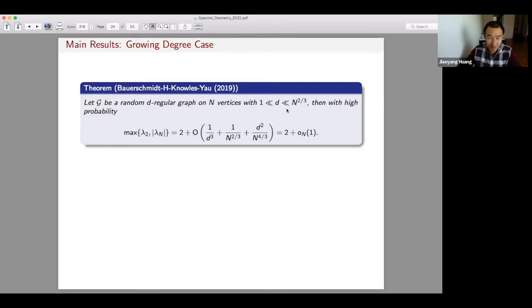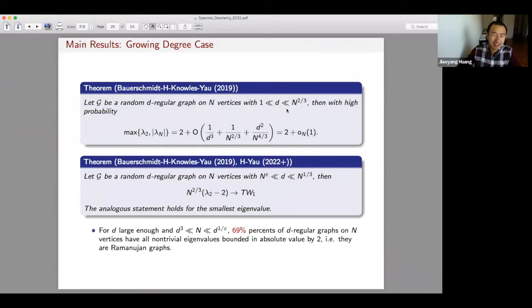Also in this regime, we can actually get the Tracy-Widom distribution after this n to the 2/3 scaling. But we need to slightly further restrict d to be much bigger: it just needs to grow with the size of the graph, like n to the epsilon, and be much smaller than n to the 1/3. Here epsilon can be arbitrarily small. So as long as d grows with the size of the graph at some polynomial rate, then the second largest eigenvalue converges to the Tracy-Widom distribution.